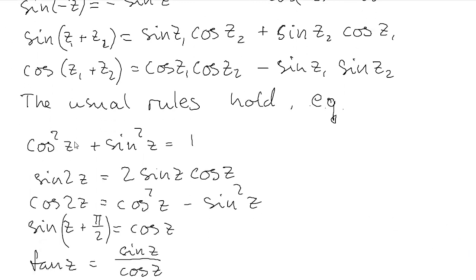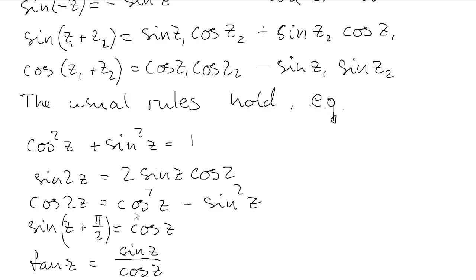Also this general rule that the square of cosine plus the square of sine is equal to 1. This also holds for any complex value of z. The sine of 2z is equal to this, exactly as in the real case.